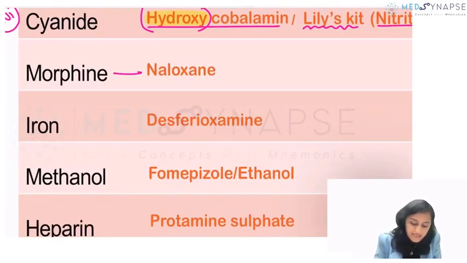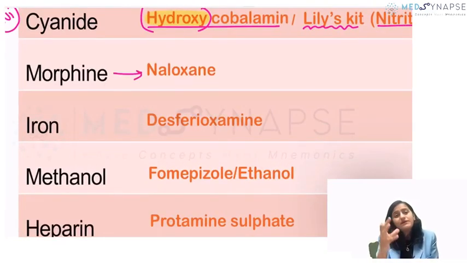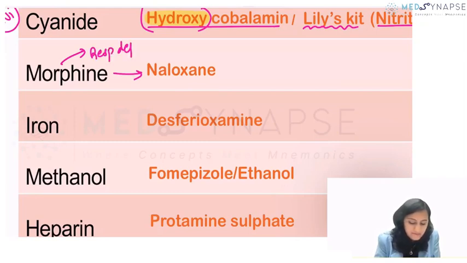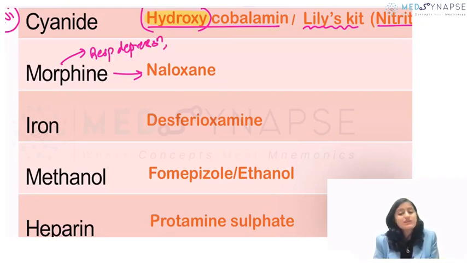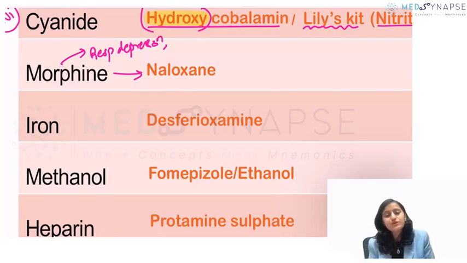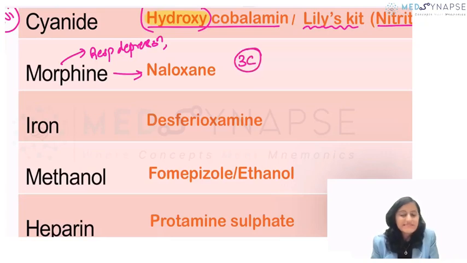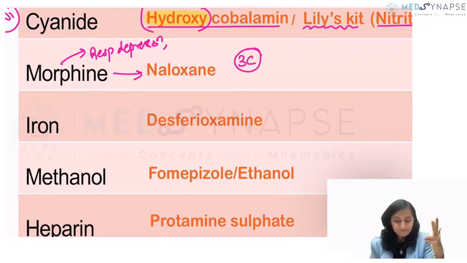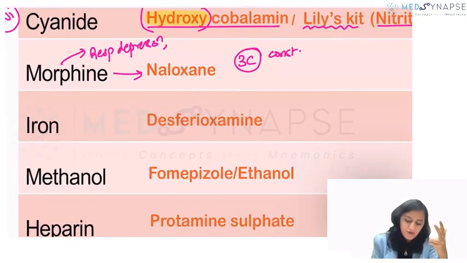For morphine, it is naloxone. Remember, in acute poisoning of opioid, we give naloxone. Opioids cause respiratory depression. The question will mention the pupils: dilated pupils or constricted pupils? What do you get with opioids, morphine? Is it dilated or constricted? Pinpoint pupils. Remember the 3 C's: constricted pupils, coma, and constipation. The pupil is constricted.